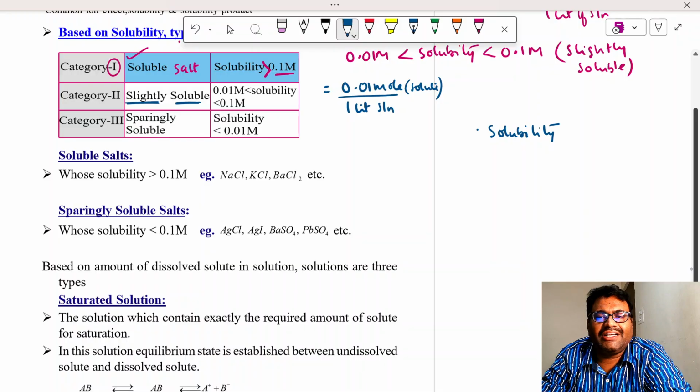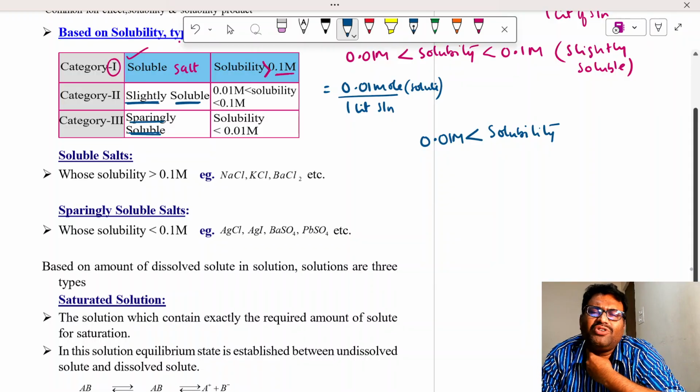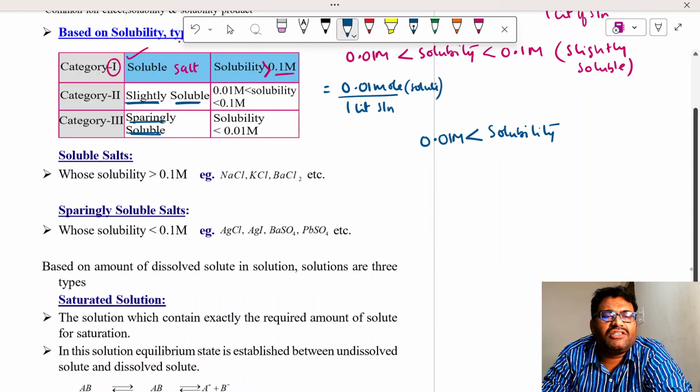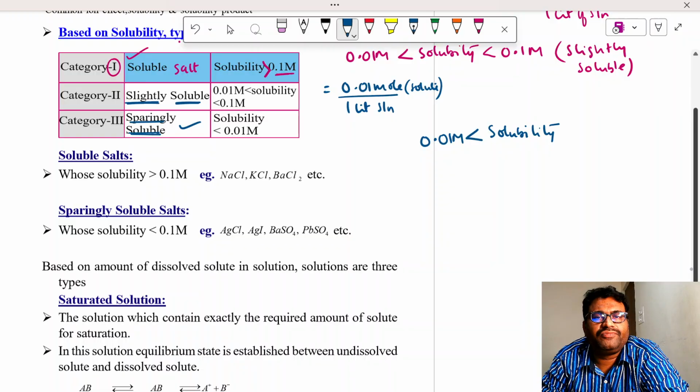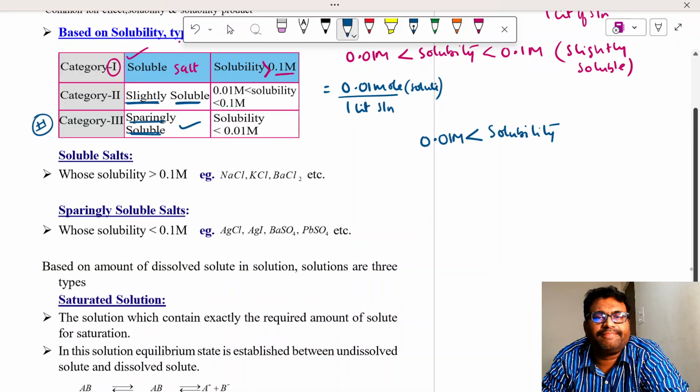And if solubility is less than 0.01 M, those are called sparingly soluble salts. So almost insoluble, but a very small amount of the salt is soluble. That means its solubility is less than 0.01 M. Such salts are called sparingly soluble salts. And in this chapter, regarding solubility and solubility product, we are very much bothered about the sparingly soluble salts, the salts which are much less soluble.